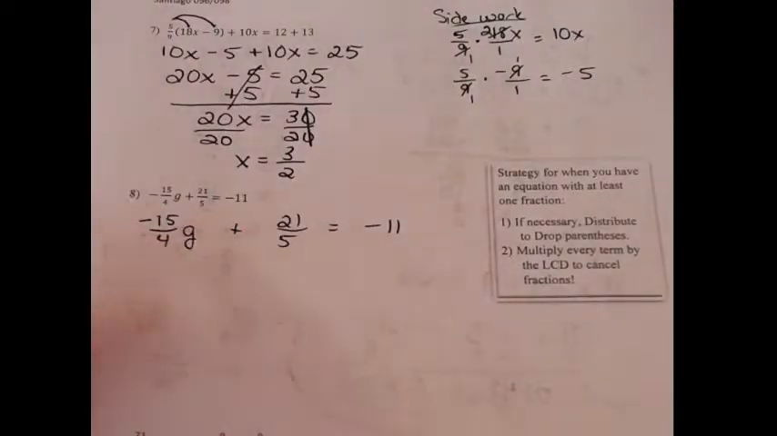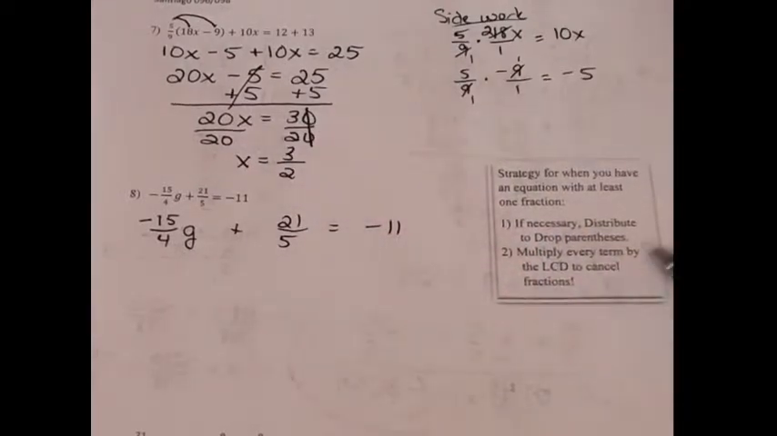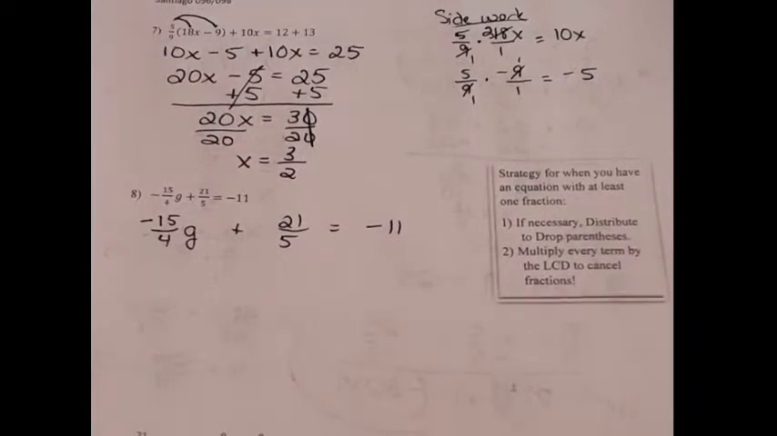I have more than one fraction right away. I notice, okay, not a big deal. But I don't want to deal with fractions, so I want to cancel them by multiplying by the LCD. Notice here I included the strategy just so you could see these in your notes every single time. Distribute to drop parentheses if you need it. We obviously don't for number 8. But then multiply every term by the LCD to cancel fractions. Yeah, why not? Let's just do it.